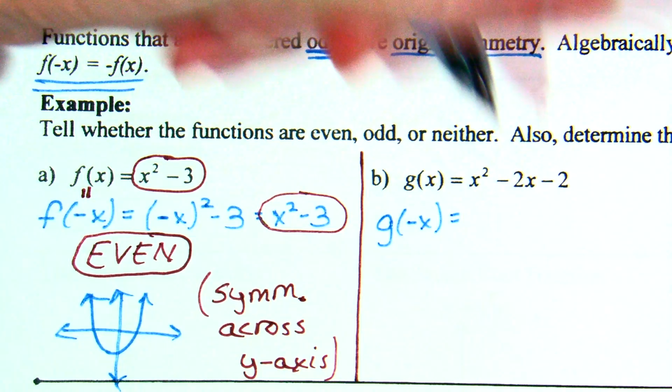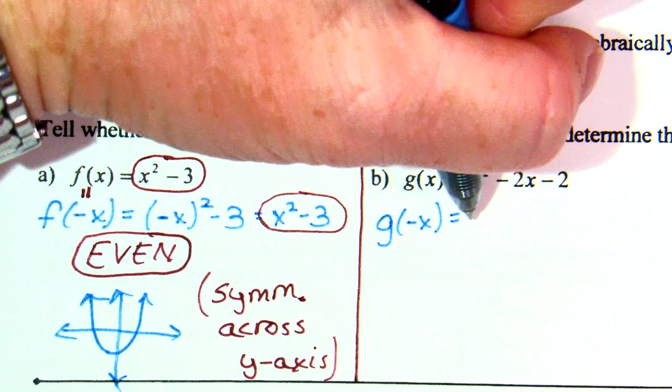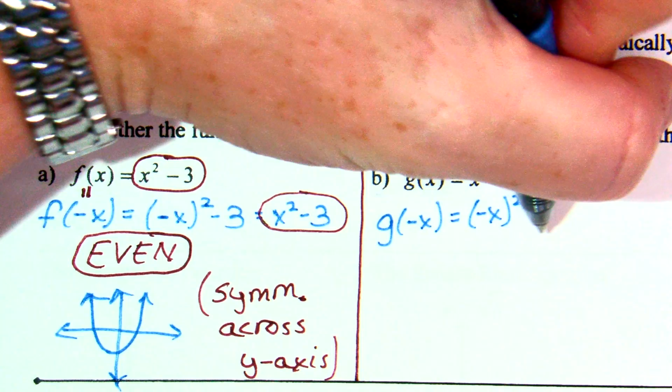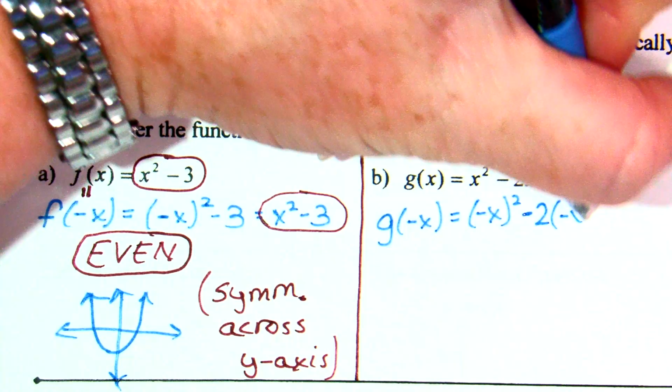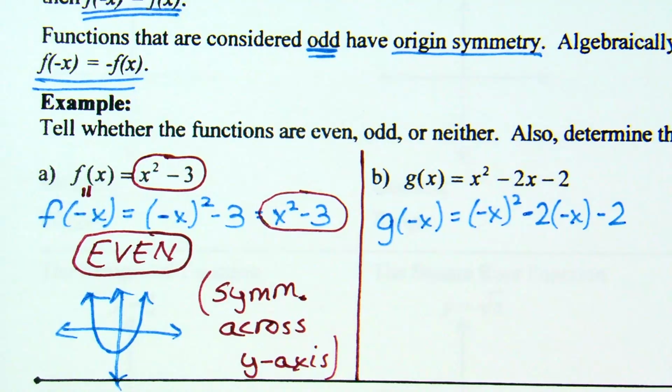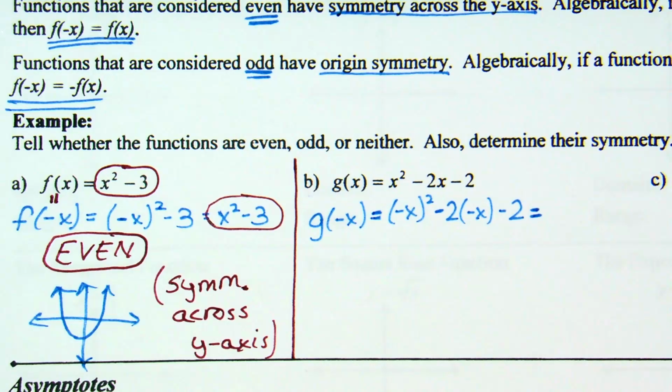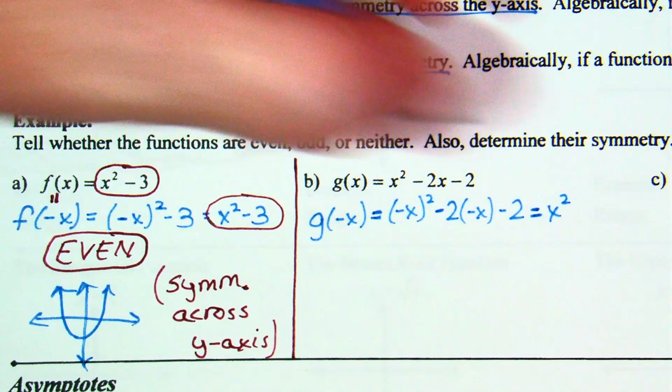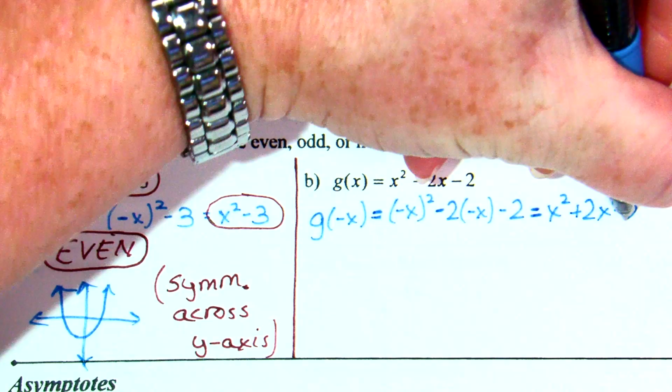So g of negative x, I'm plugging in the negative every place I see an x. So it's negative x raised to the second minus 2 times negative x minus 2. Okay, do the math. Negative x raised to the second becomes positive x squared again. Minus 2 and minus x becomes plus 2x minus 2.